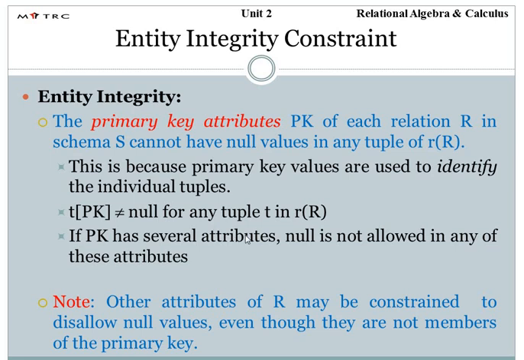Therefore, if the PK has several attributes, null is not allowed in any of these attributes. Whatever attributes form the primary key should not have null as the value in their tuples. This is the condition for entity integrity. For other attributes which are not forming the primary key, null values are not restricted, since they are not members of the primary key. But a null in a primary key attribute is not permitted, and hence the constraint is called the entity integrity constraint.